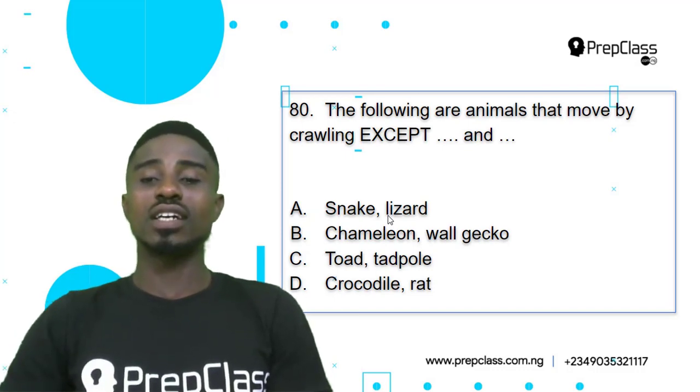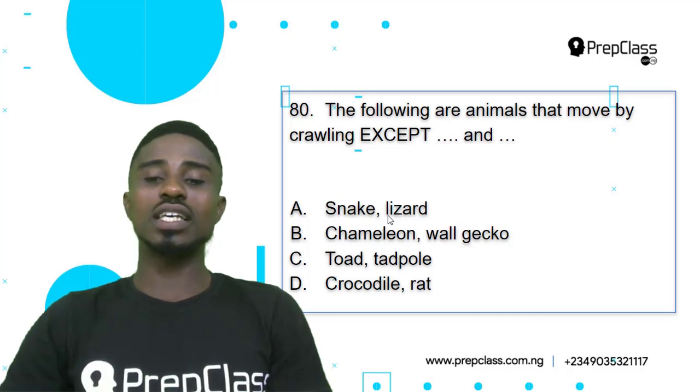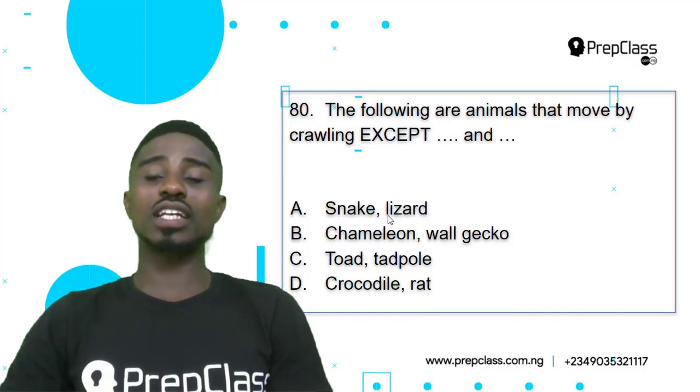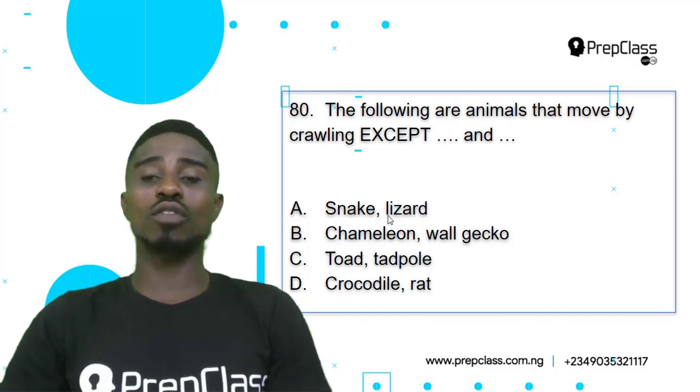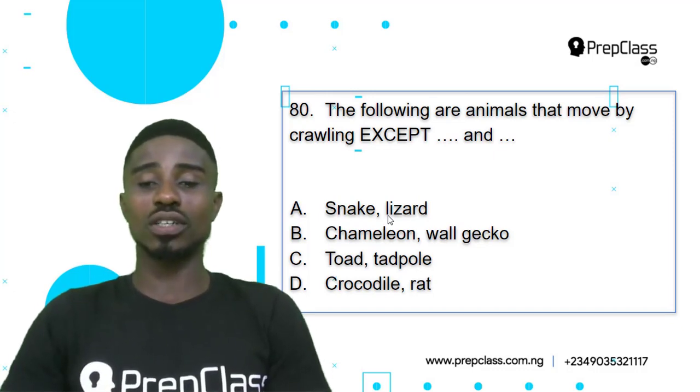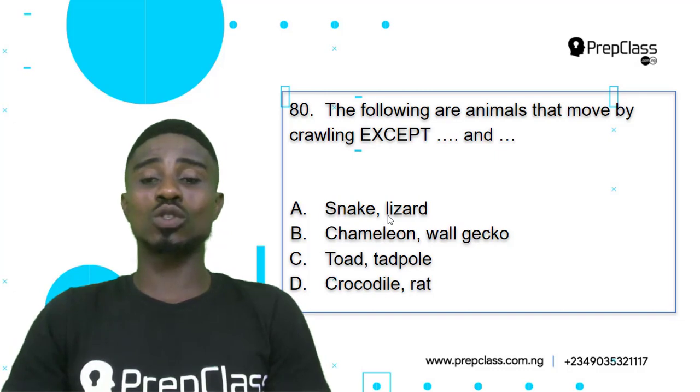Question 80. The following are animals that move by crawling except dash and dash. A, snake, lizard. B, chameleon, wall gecko. C, toad, tadpole. D, crocodile, rat. For us to carefully select the correct answer, we need to analyze all of the options and see which one best answers our question. Now, this question is an easy one to go by.